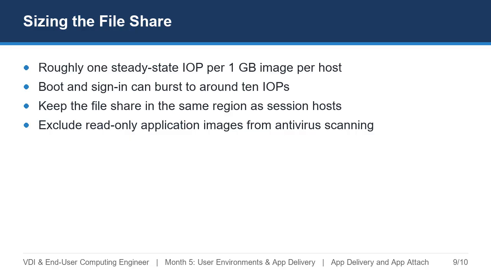Plan your file share performance around roughly 1 steady-state IOP per 1 GB image per session host, with bursts up to around 10 IOPs during boot and sign-in. Keep the share in the same Azure region as your hosts to minimize latency, and exclude the application images from antivirus scanning since they're read-only and scanning them just adds unnecessary I/O.